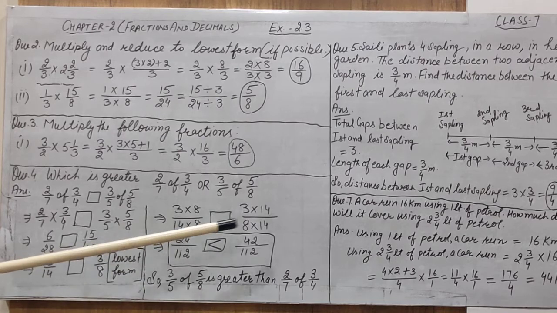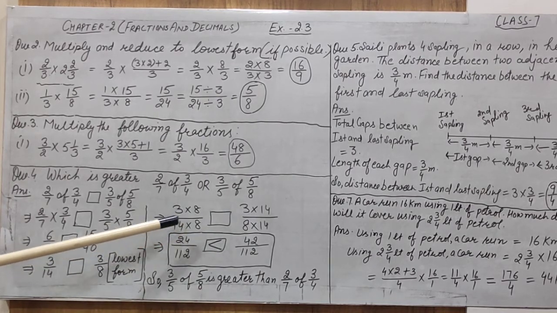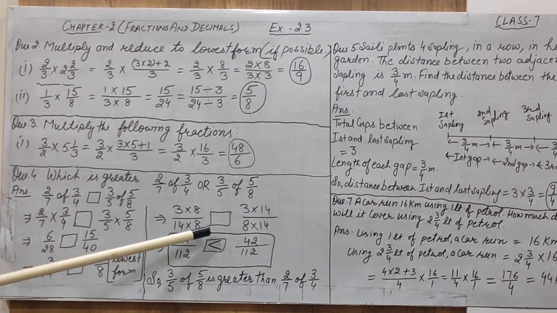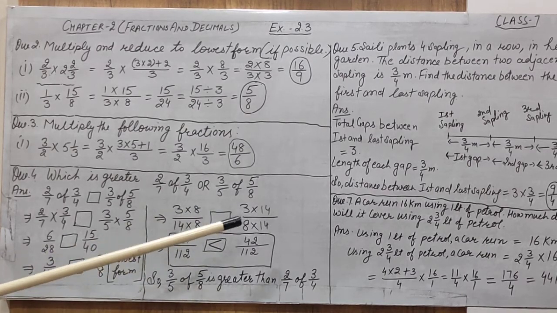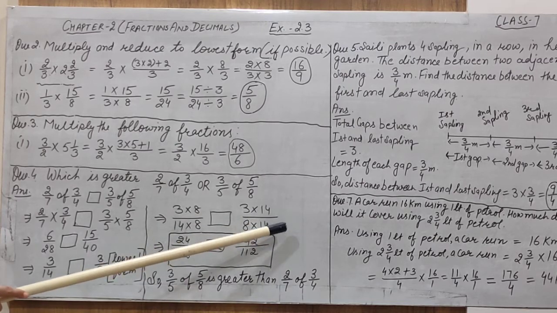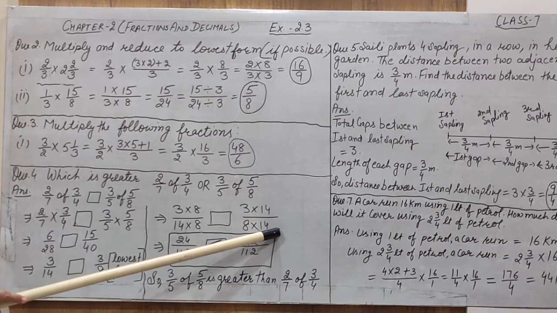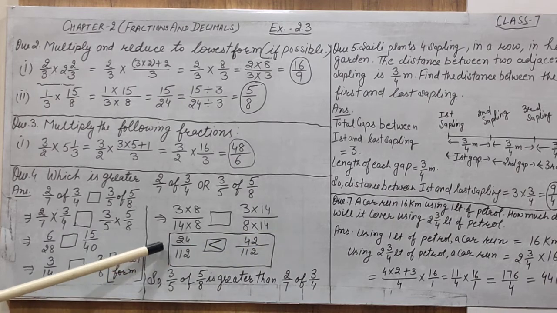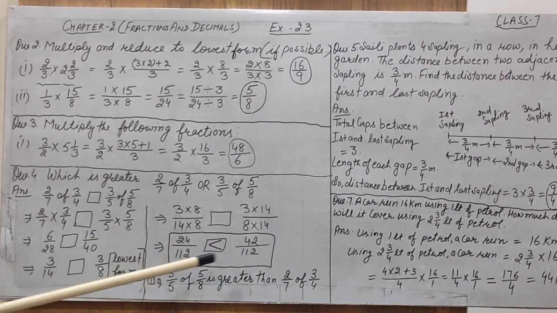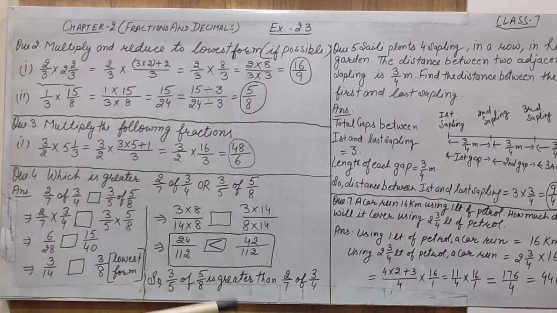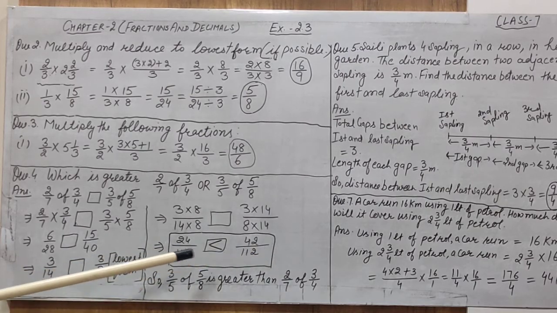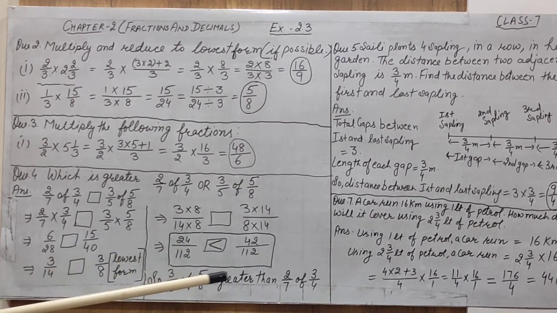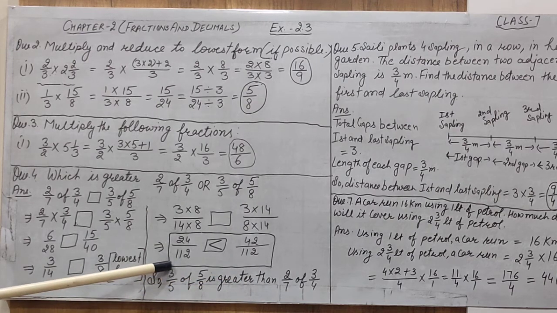Alright. Similarly, in the left hand side, or the first term, 14 is multiplied with 8. So numerator and denominator are both multiplied with 8. Similarly, for the second term, we multiply numerator and denominator with 14. So we get 24 by 112 and 42 by 112. When denominators are similar, we can compare only the numerators. Now 42 is greater than 24. Therefore, the second term is greater than the first term.